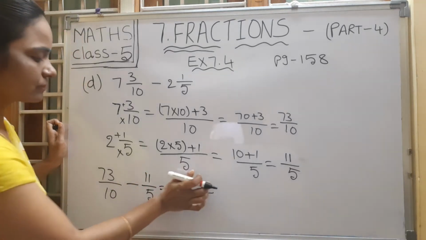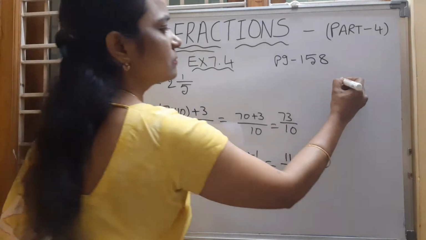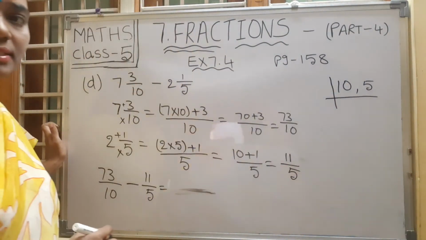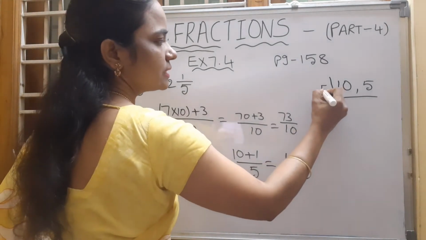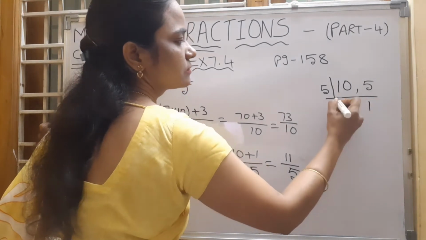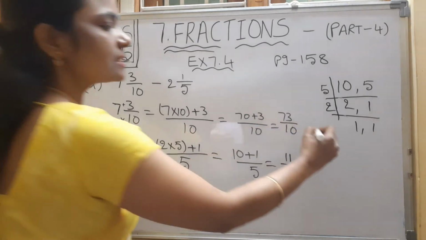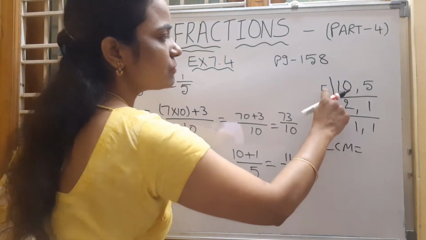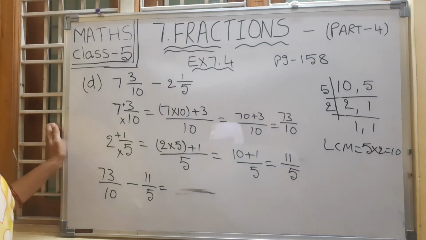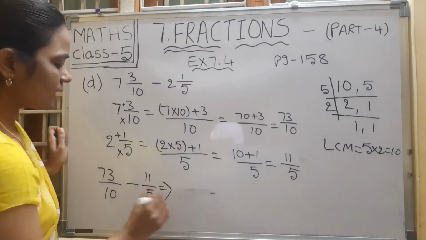So first, we have to find out the LCM for the denominators. So what are the denominators? 10, 5. Okay children? Yes. So 5 2s are 10, 5 2s are 10, 5 1s are 5. 2 1s are 2, bring down 1. So what is the LCM here? LCM is equal to 5 into 2. 5 into 2 is equal to 10. Okay children?